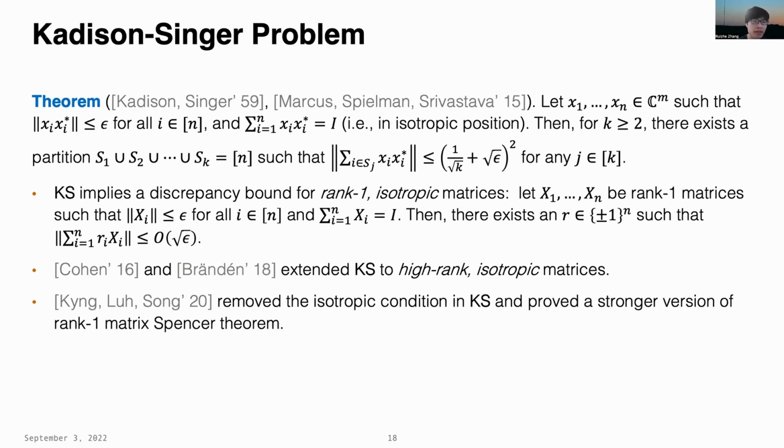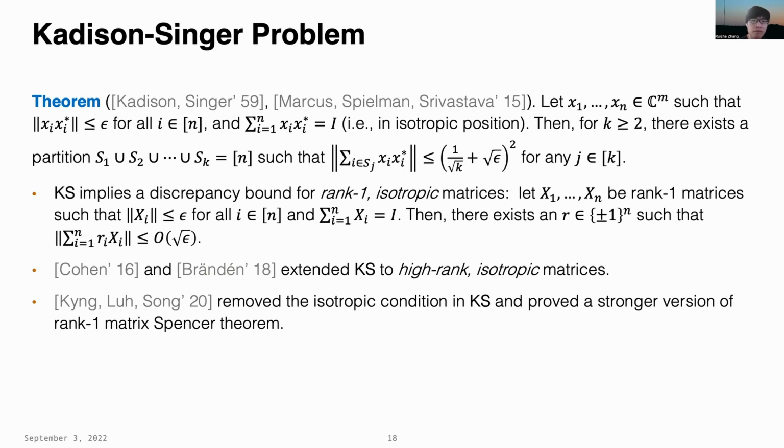Another closely related problem is the famous Kadison-Singer problem, which was proved by Marcus, Spielman, and Srivastava in 2015. Given n vectors x1 to xn, such that the L2 norm of xi is at most epsilon for i in [n], and more importantly, they are in the so-called isotropic position, which means the sum of xi times xi transpose is the identity matrix.